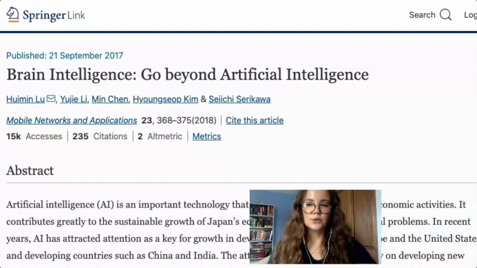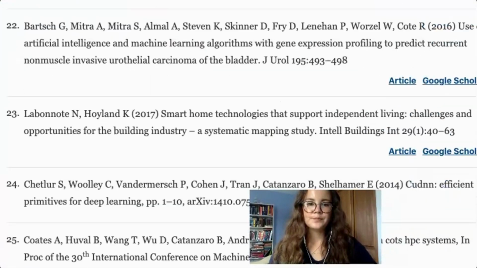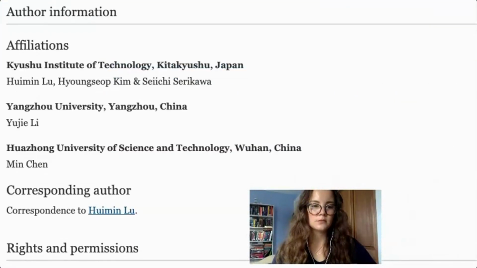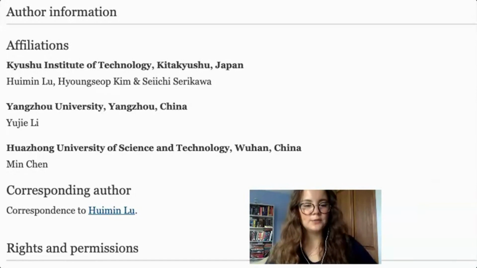In addition, if you scroll to the bottom of the article, you can see that the author information section shows the affiliations of each of the authors. You can see that the authors are affiliated with major universities.